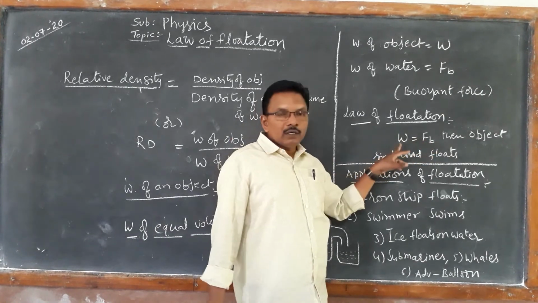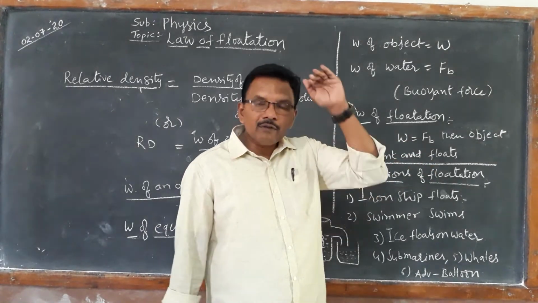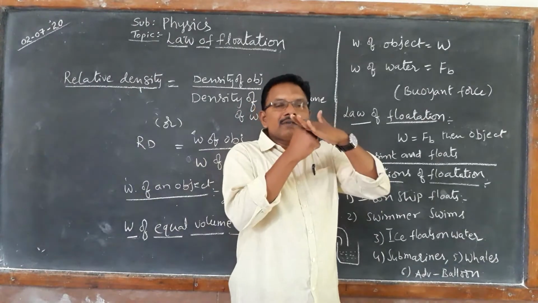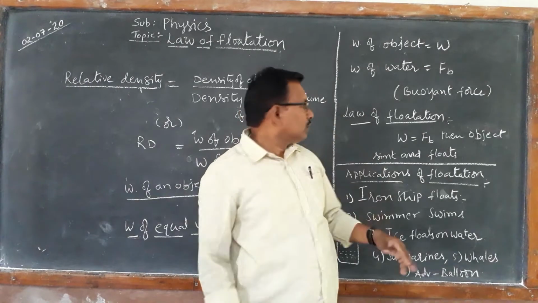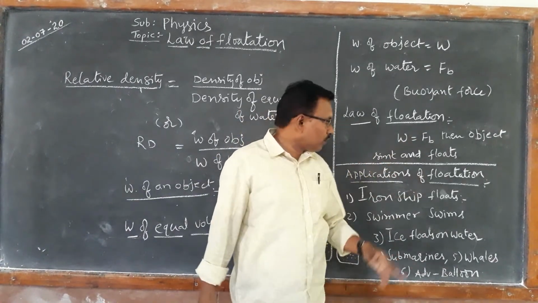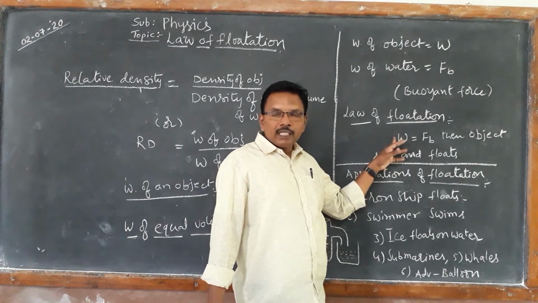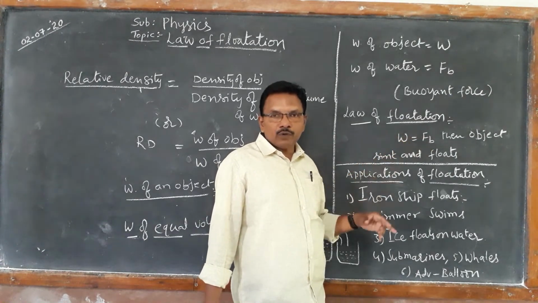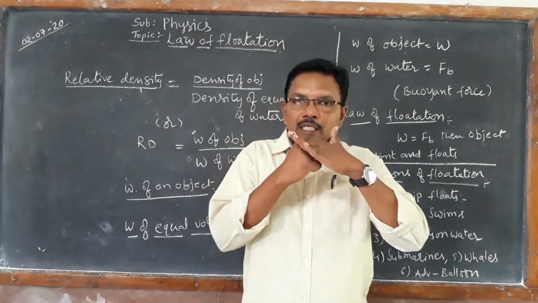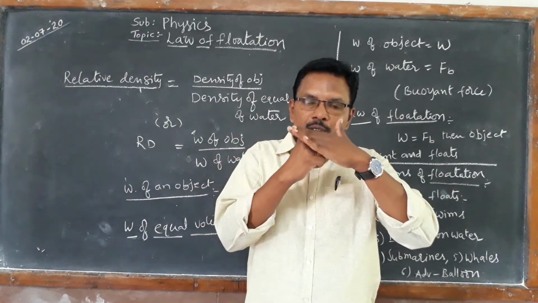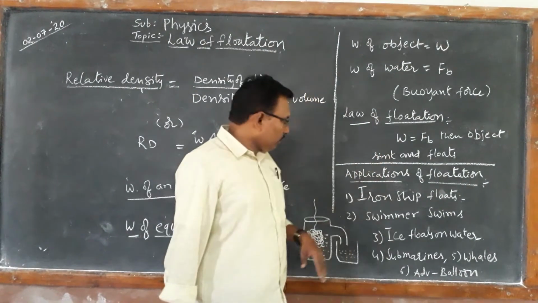So both are equal, the object weight and the upward force. Then what will happen? The object will not completely sink, it will just sink under the surface and float. So this is called the law of flotation. What is the law of flotation? When the object weight is equal to the buoyant force, then the immersed object sinks and floats. So this is the law of flotation.